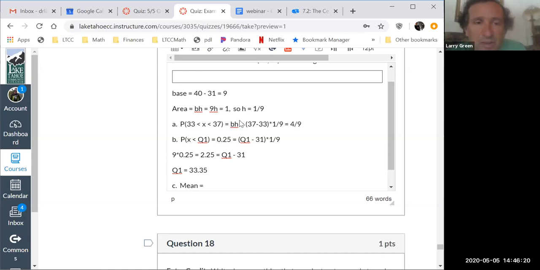is equal to, the formula is a plus b over 2. So it's going to be 31 plus 40 divided by 2. And 31 plus 40 over 2 is 71 over 2, which is 35.5. Any questions on that?